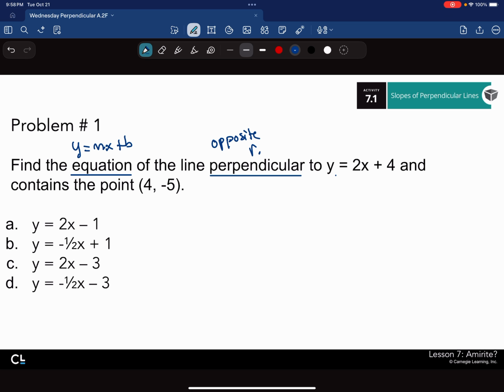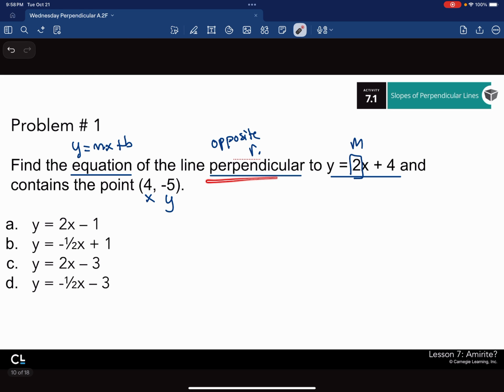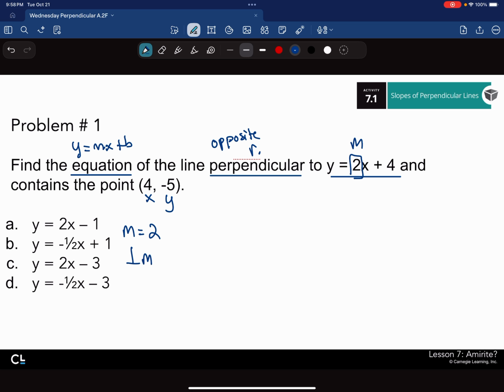And then in my equation, I have to find my slope. My slope is 2. And then the point, the 4 is the x value and negative 5 is the y value. Now remember, perpendicular means opposite reciprocal. So I know right away that my slope is not going to stay the same. So if my slope is 2 and the opposite reciprocal is not the same slope, that means that the answers A and C can already be eliminated. Those are parallel lines.